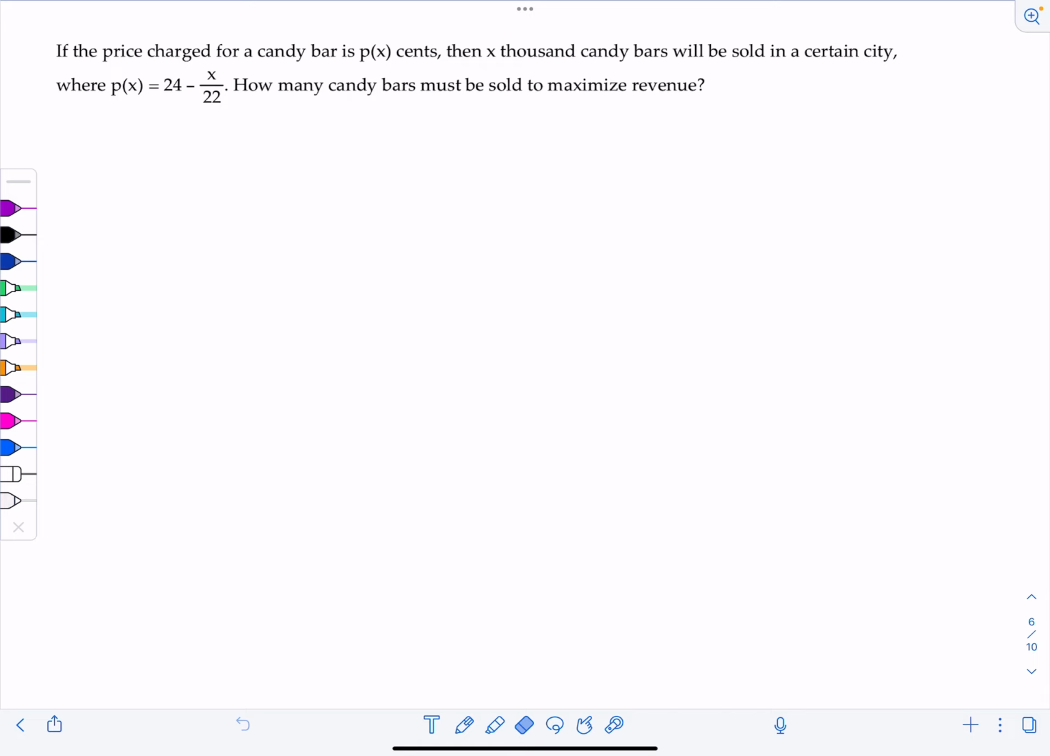If the price charged for a candy bar is p(x) cents, then x thousand candy bars will be sold in a certain city, where p(x) equals 24 minus x over 22. How many candy bars must be sold to maximize revenue? All right, so what quantity are we trying to optimize? Revenue. And just for those of you who don't have too much econ background yet, revenue is equal to price times quantity.